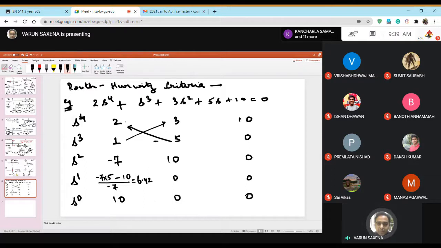Now if we look at the first column, that is what we do in Routh-Hurwitz criteria. The first element is 2 positive, second is 1 positive, third is minus 7 negative, fourth is 6.42 positive, and then you have 10 which is negative. So there is a sign change in the first column. And if there is a sign change, that means there are roots on the right hand side of the S plane. That means there are poles on the right hand side of the S plane.